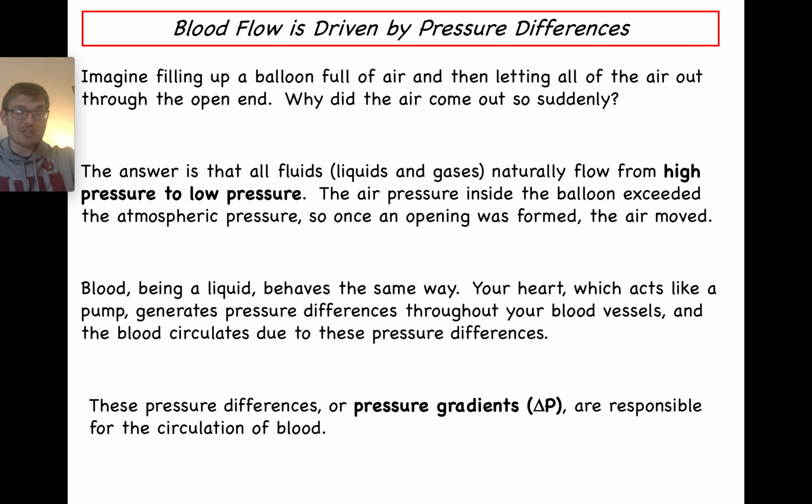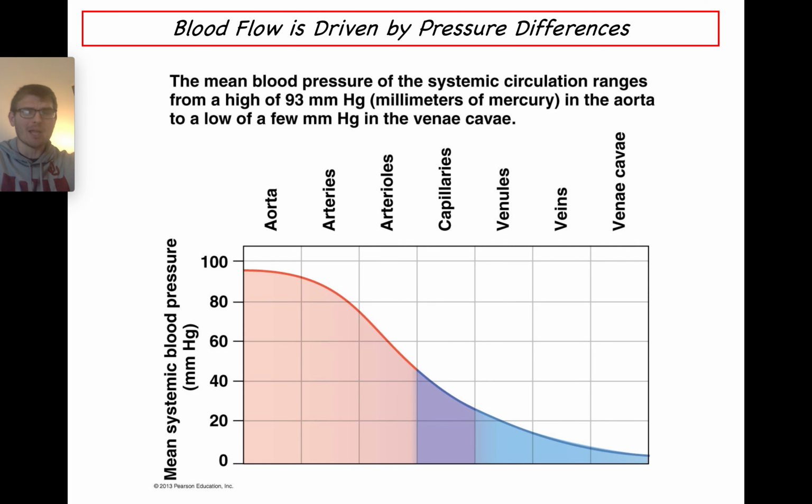So these pressure differences, which exist all throughout the circulation, starting with the heart, with the right side of the heart, going to the lungs, left side of the heart, out through the aorta and into the systemic circuit, these pressure gradients or pressure differences exist all throughout the circulation, and they are what are responsible for the continuous and constant circulation of the blood.